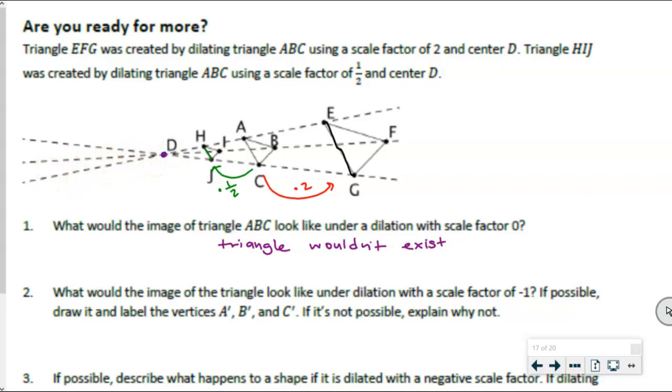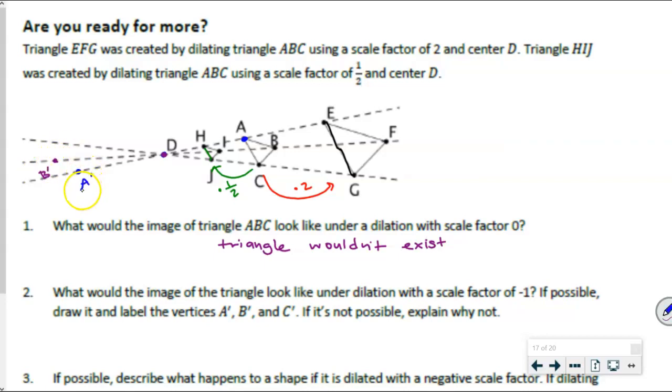So if we could dilate with a scale factor of -1, where would point A end up? Follow it back, and I'm just estimating, this is not perfect, but it's going to be about here. And B, if we keep on going, B and E and I are all on this line. If I keep going back, there would be zero, and back, back, back, and again, this is not going to be perfect, it's going to be roughly here. That is where B prime would be.